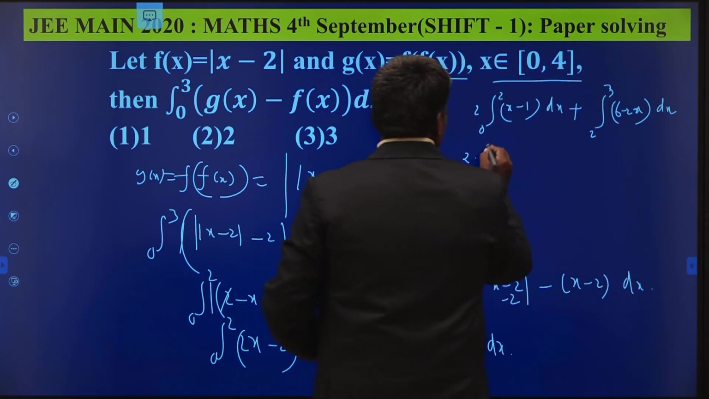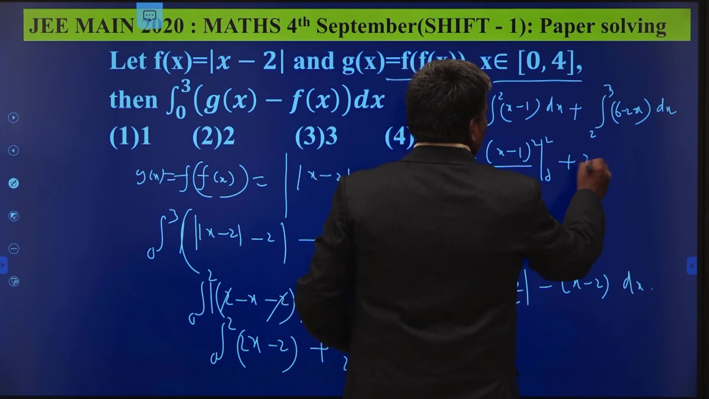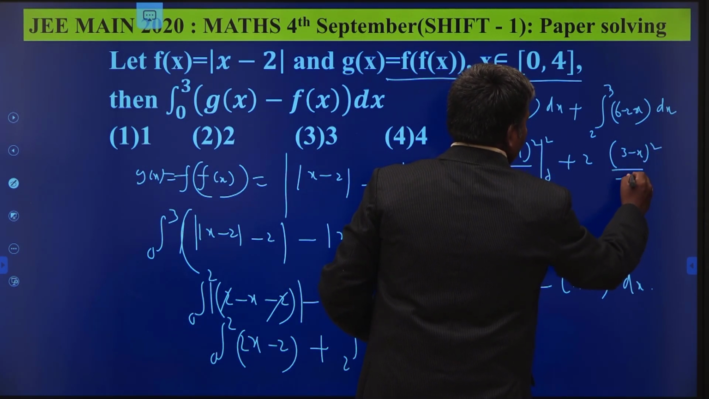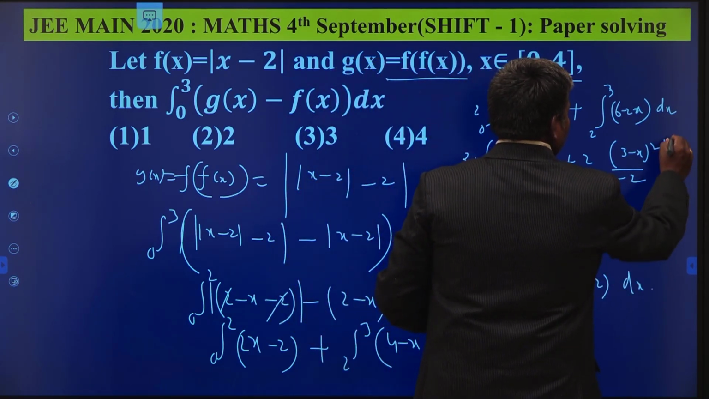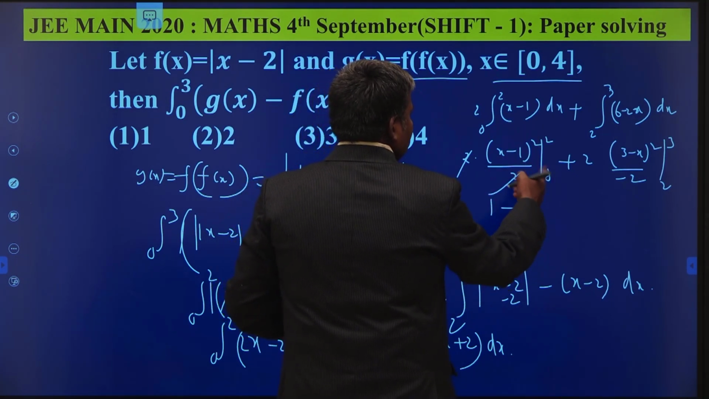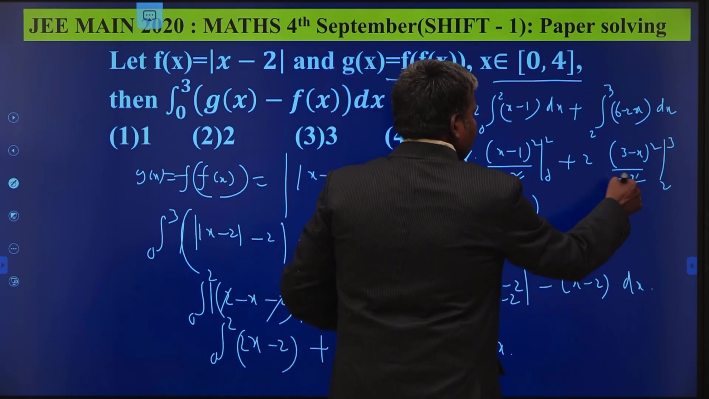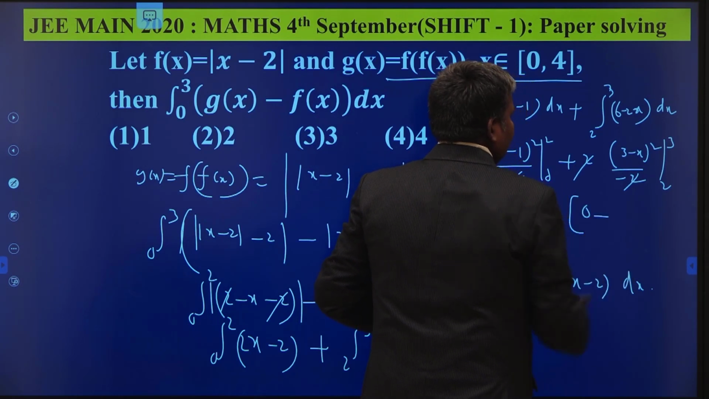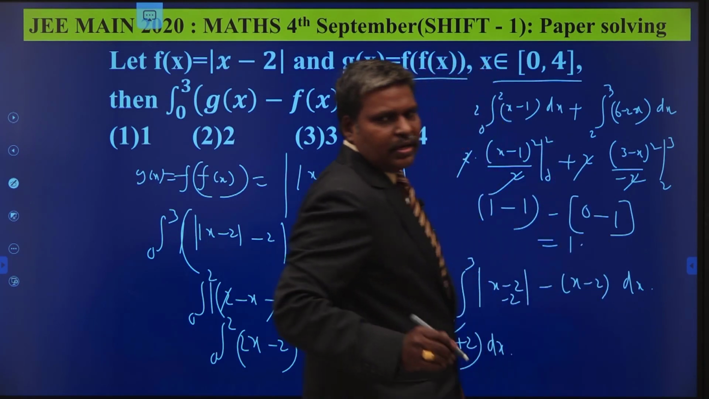So 2 times x minus 1 whole square by 2, limits from 0 to 2, plus 2 times, this is 3 minus x whole square by minus 2, because the derivative of minus x is minus 1 here, 2 to 3. Now 2 gets cancelled here. Substitute 2, we get 1, minus of this is also 1 because minus 1 whole square is 1. 2 again gets cancelled. Minus of 3 substituted, that becomes 0. Minus of 3 minus 2, 1. 1 square is nothing but 1. The final answer is 1. Understand?